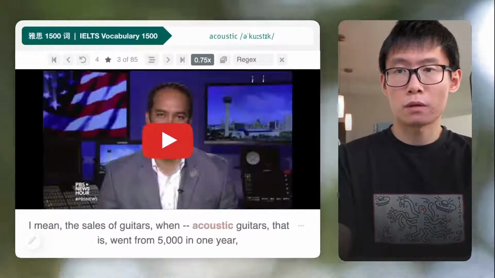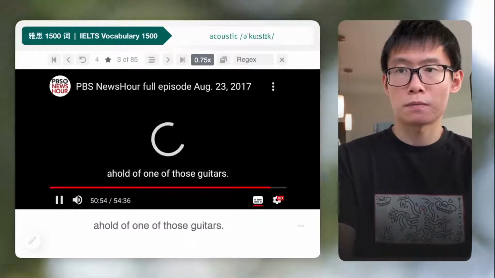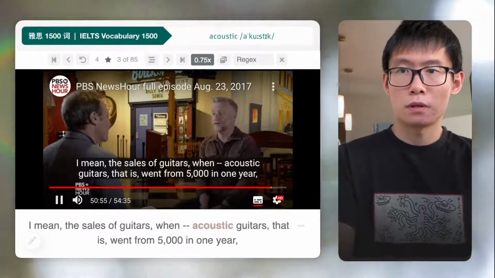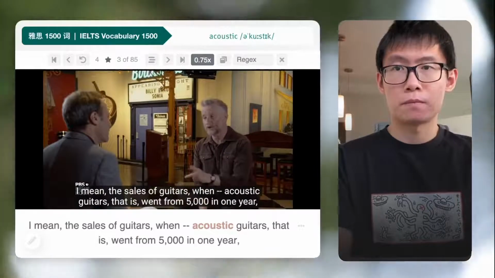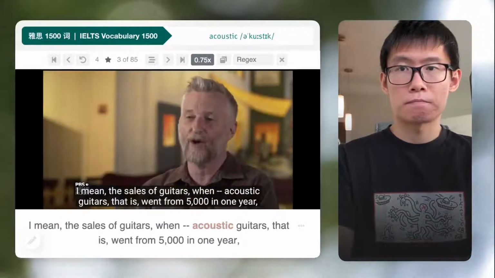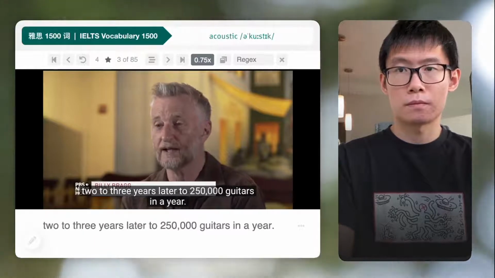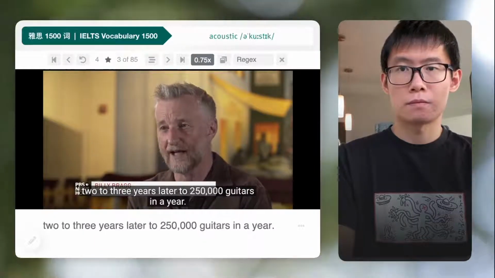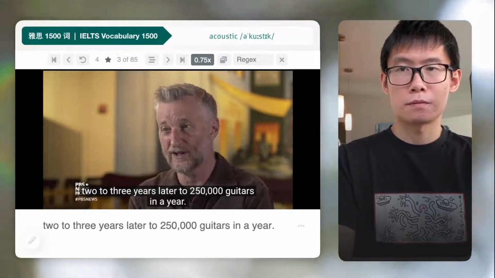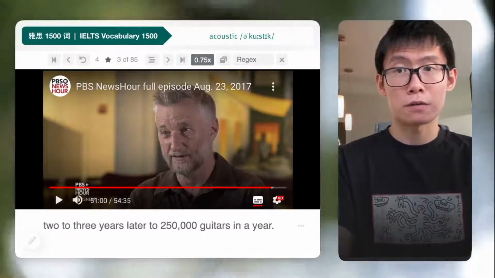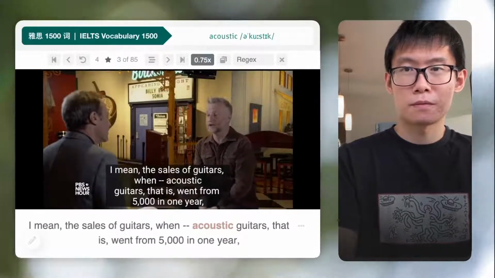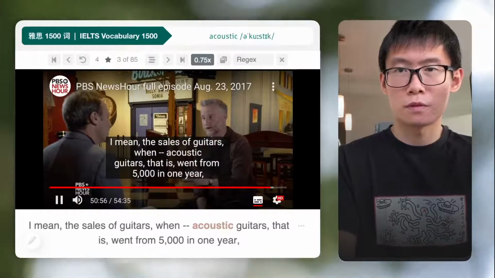I'll show you a clip with acoustic guitars. Guitars. I mean, the sales of guitars, when acoustic guitars, this is, went from 5,000 in 1 year to 3 years later to 250,000 guitars in a year. He sells a lot of guitars. Sales of guitars, when acoustic guitars, this is.